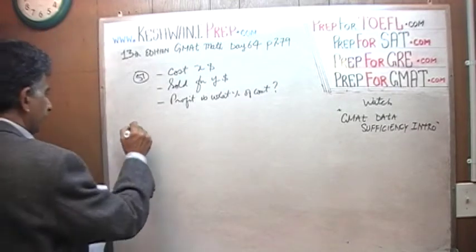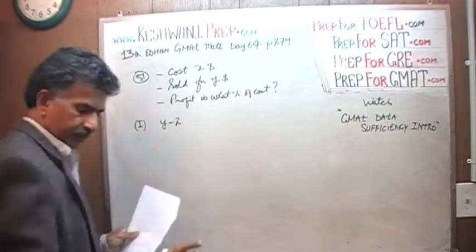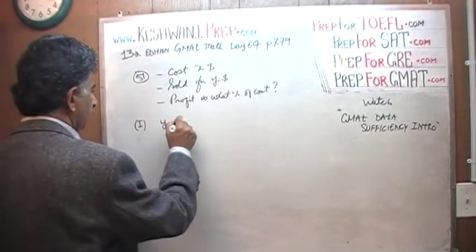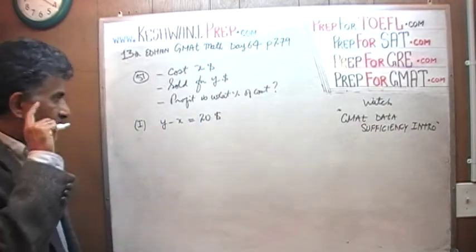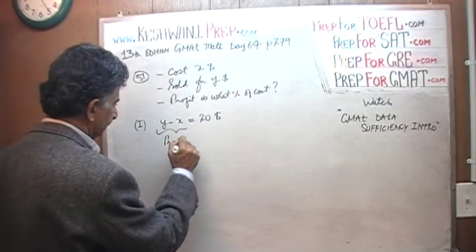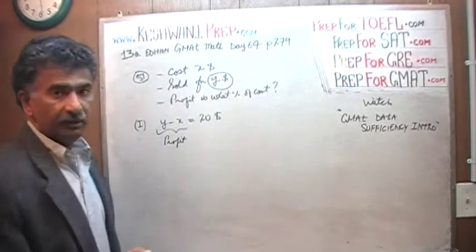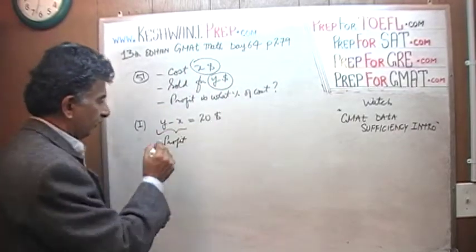The first statement tells us that y minus x is 20. Y minus x is 20. That y minus x that you see there, that is the profit. Because y is how much you sell it for, x is the cost. So the selling price minus the cost, that's your profit.